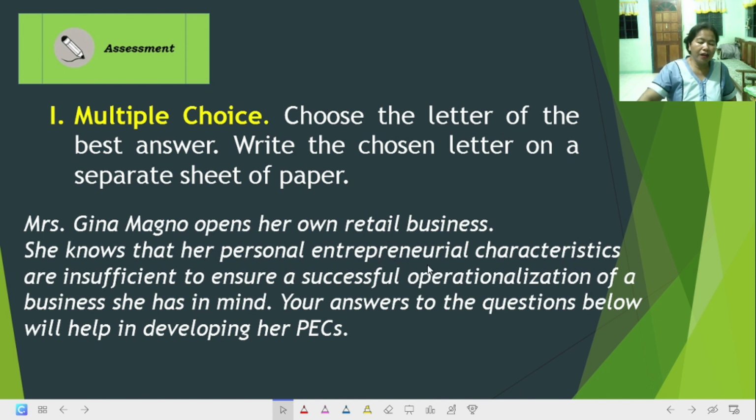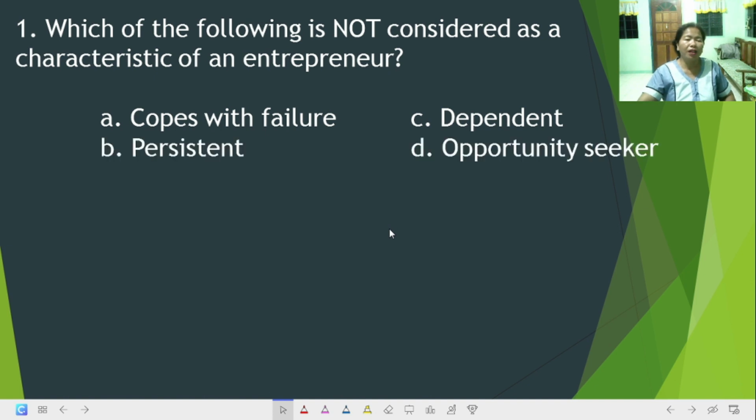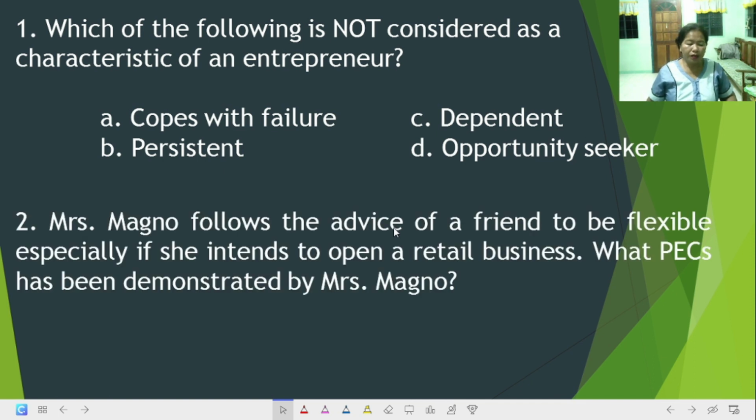This is also the situation. Maybe your answers to these questions could help Mrs. Magno in her retail business. Which of the following is not considered a characteristic of an entrepreneur? Letter A, copes with failure. B, persistent. C, dependent. D, opportunity seeker. Number 2, Mrs. Magno follows the advice of a friend to be flexible, especially if she intends to open a retail business. What PECs has been demonstrated by Mrs. Magno? A, persistent. B, responsive to feedback. C, reliable and has integrity. D, self-confidence.